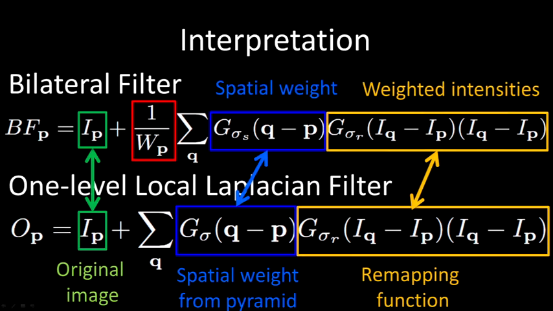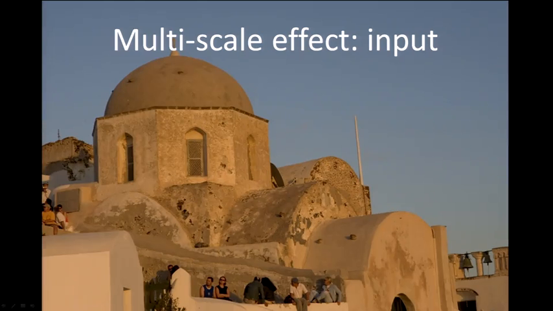The major difference that remains is that the bilateral filter sum is normalized, and not the one of the one-level local Laplacian filter. That has an important influence, especially on edges, and I encourage you to look at the paper for a more detailed analysis on this point. There is also another major difference between the bilateral filter and the local Laplacian filter that I have discarded for the moment. The local Laplacian filters are multiscale. So let's look at what this multiscale aspect means visually.